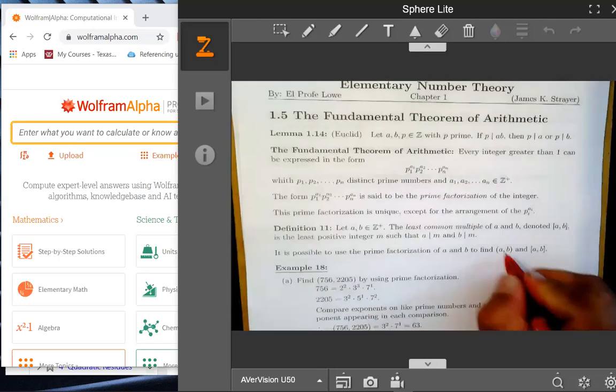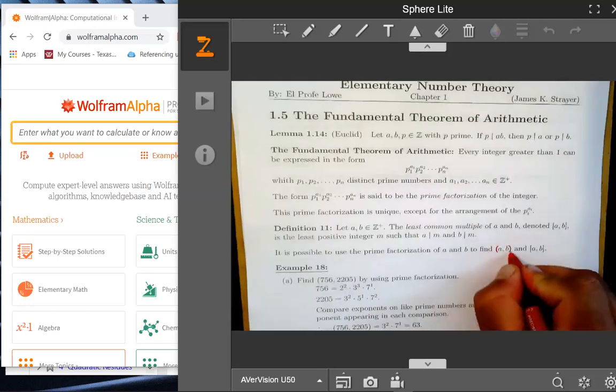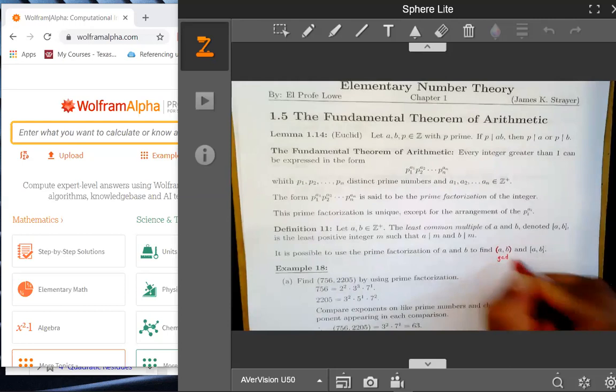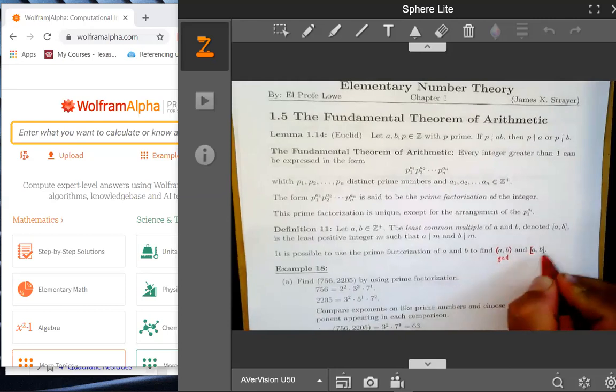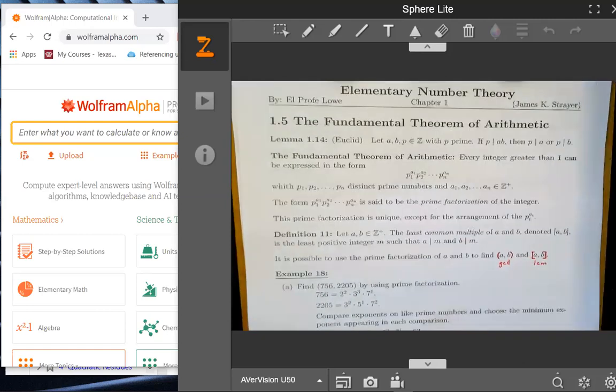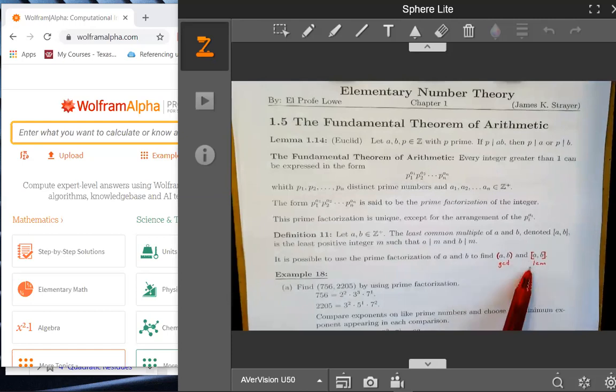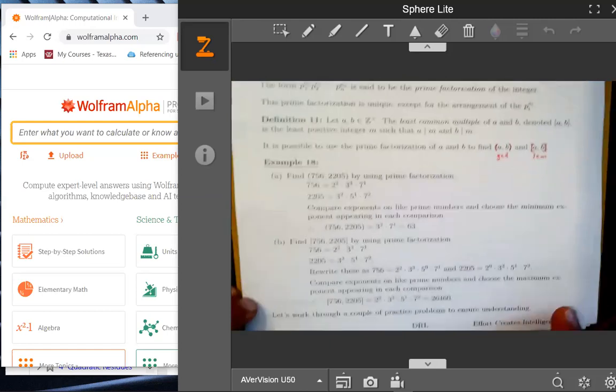So once again, just a recollection, this is for our greatest common divisor, and this is for our least common multiple, not one centimeter. This is the least common multiple. Be careful when transcribing.